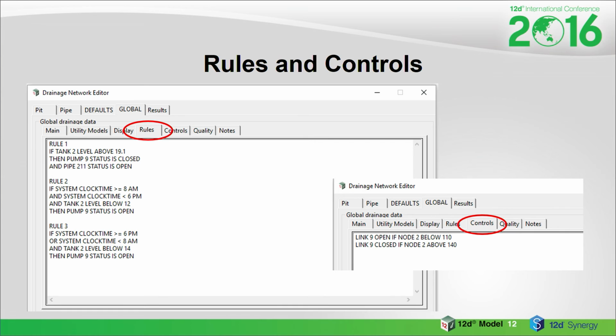And you can affect things like nodes, junctions, tanks, reservoirs, pipes, pumps, valves, demand, head, pressure. There's an unlimited number of things really that you can control with rules. Controls are simple rules. You can modify only a link, and you can base it on a node condition. So that's a quick and dirty way of getting a dynamic control into your model.